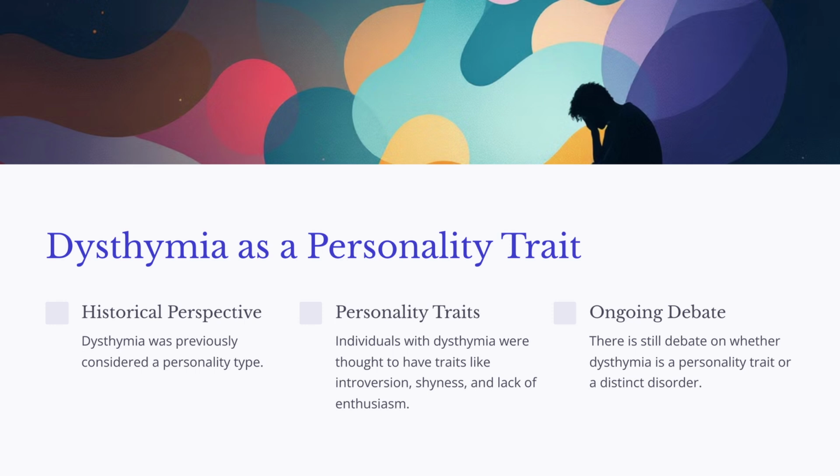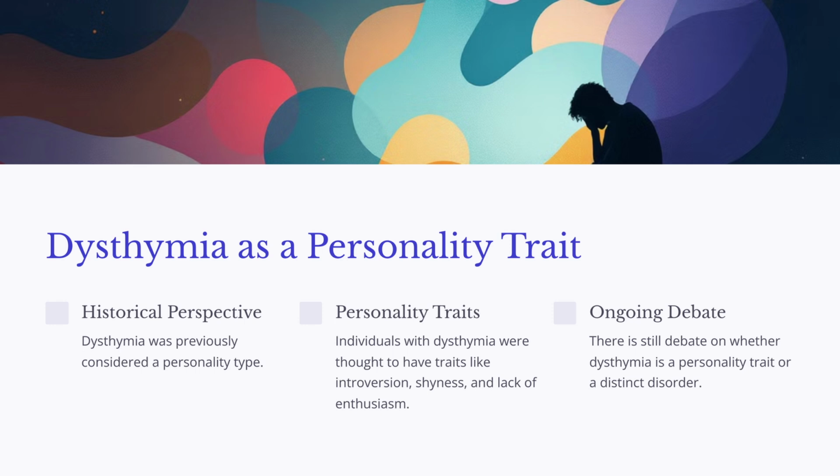And for a more historical perspective, dysthymia used to be conceived of as more of a personality type. So it was thought that these individuals had traits that included introversion, shyness, lack of enthusiasm, mild depression. And there's still debate on whether dysthymia is more of a personality trait or a distinct mood disorder. But regardless, there is functional impact with dysthymia. So people with dysthymia have less successful careers, greater difficulty with relationships. So it's not that they don't warrant treatment. It's just that the treatment isn't clearly medications in this disorder.